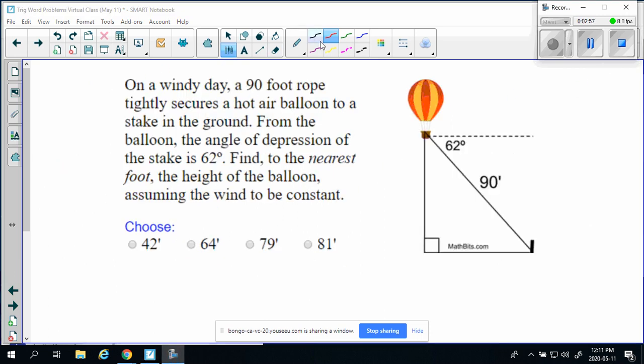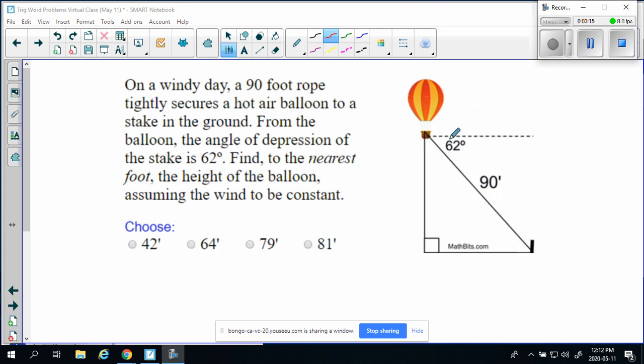On a windy day, a 90-foot rope, here's the rope, tightly secures a hot air balloon to a stake on the ground. So there's the stake. From the balloon, the angle of depression to the stake is 62 degrees. Find the height of the balloon, assuming the wind to be constant.